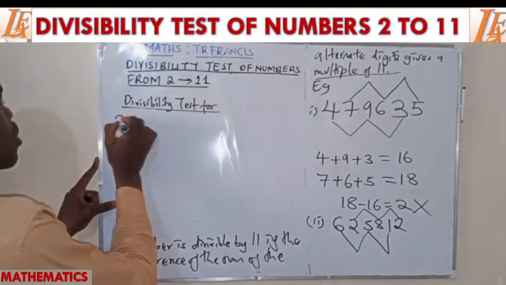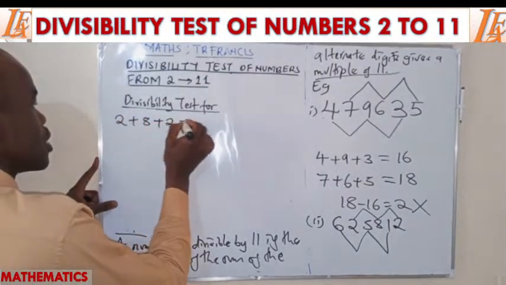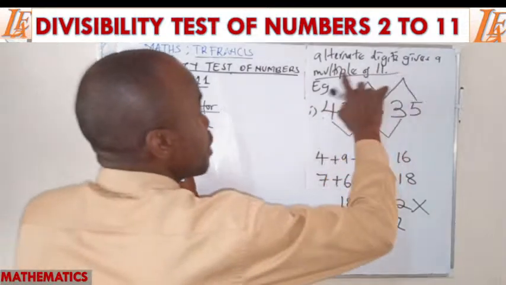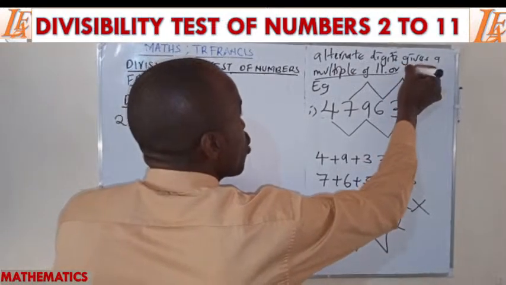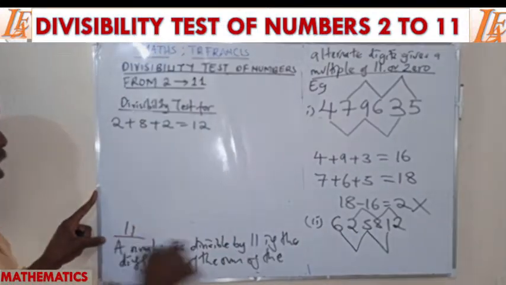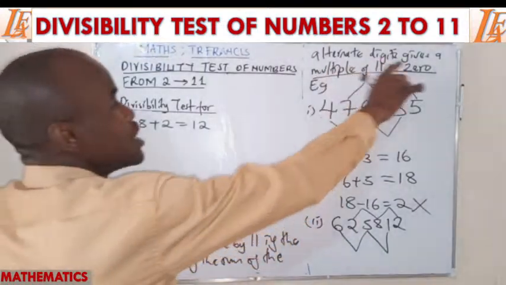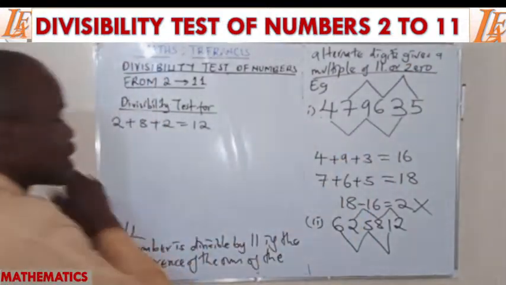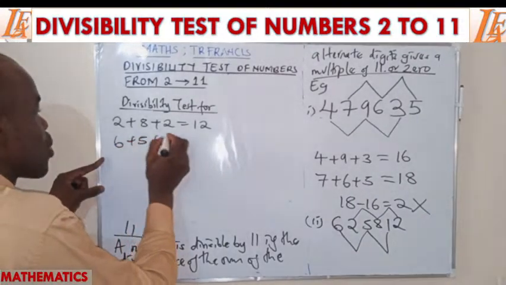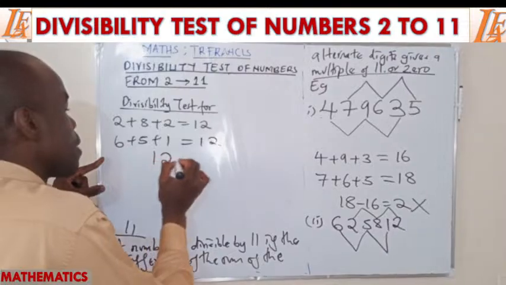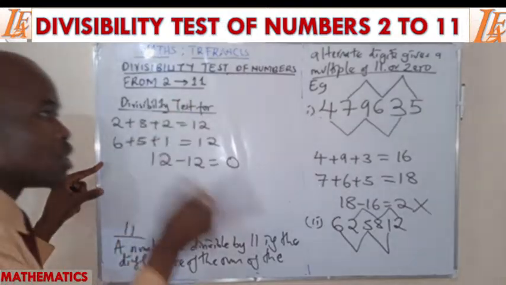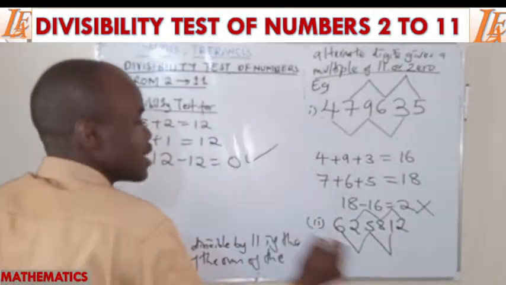So you can start with 2 plus 8 plus 2. This gives us 12. Remember this: the alternate digits give a multiple of 11, or also 0. So a number is divisible by 11 if the difference of the sum of the alternate digits gives a multiple of 11 or 0. Then we have 6 plus 5 plus 1, which also gives us 12. So 12 minus 12 is 0. 11 times 0 is 0. Therefore, this number is divisible by 11.